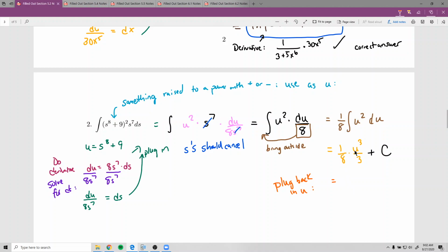So the top here would be 1 times u cubed, which is u cubed, but u is s to the 8th plus 9. So we got that cubed over the bottom. 8 times 3 is 24 plus c.